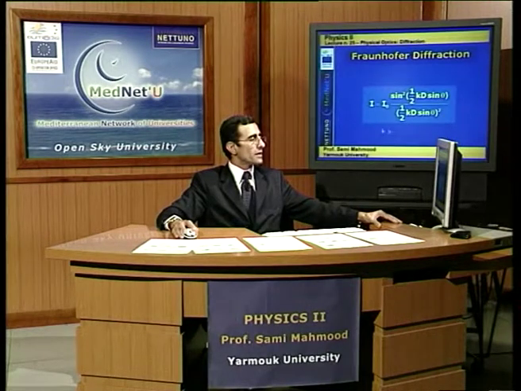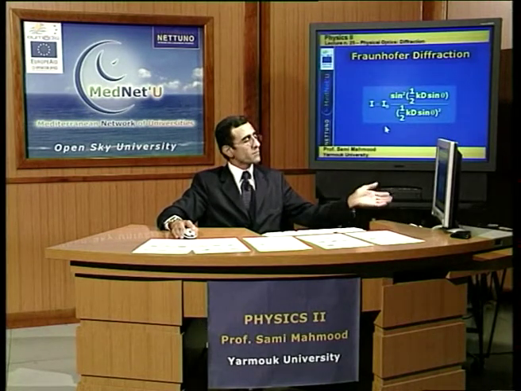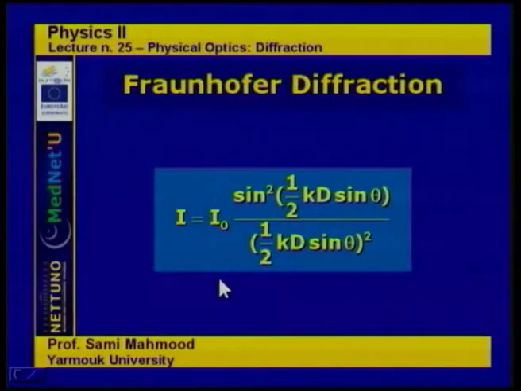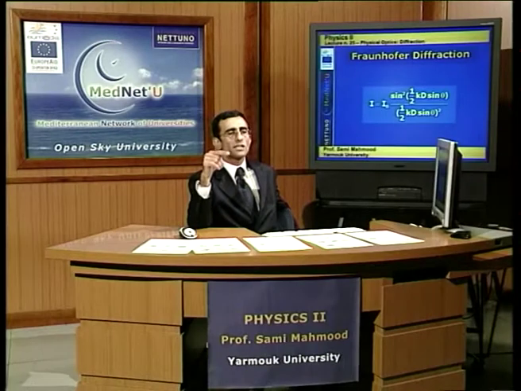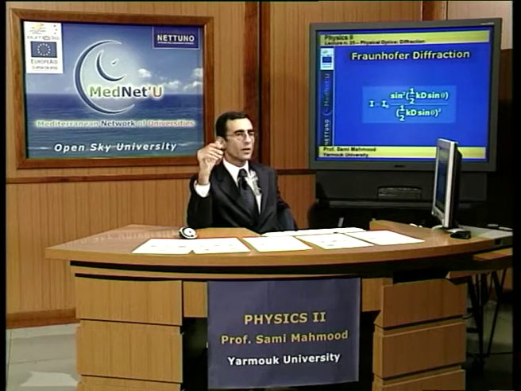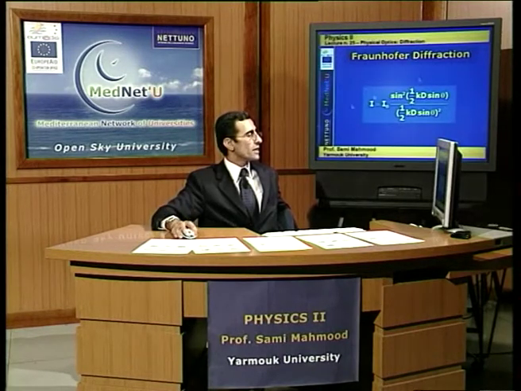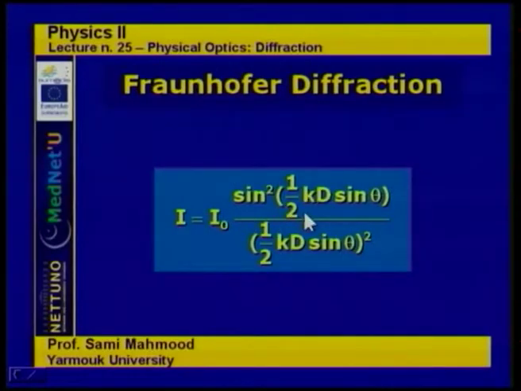And if we want to get the intensity, we simply square the amplitude, and squaring the amplitude eliminates the complex number in front, since e to the j omega t times e to the minus j omega t is simply equal to 1. So this complex number is removed, and we are left with the intensity I equal to I naught times sine squared of 1/2 kd sine theta, divided by 1/2 kd sine theta, all squared.